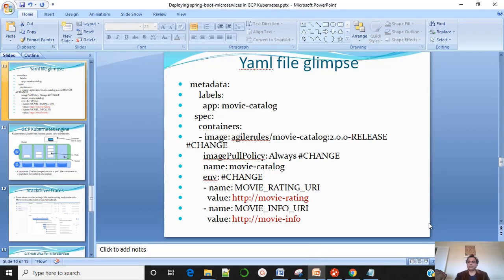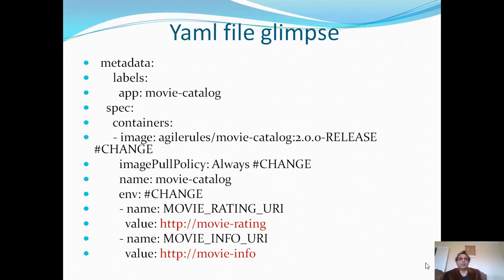Guys, let's look at the GCP side of how to deploy the microservices. Before we go too deep a dive on the GCP thing, we have to understand something called the YAML file. A YAML file is similar to a JSON file, if you see the syntax.